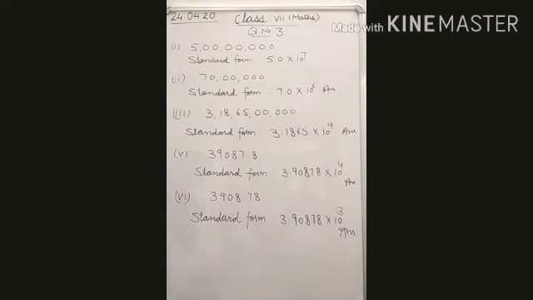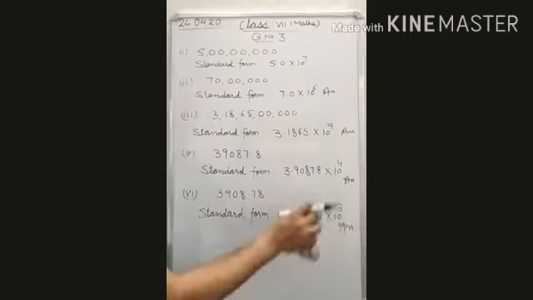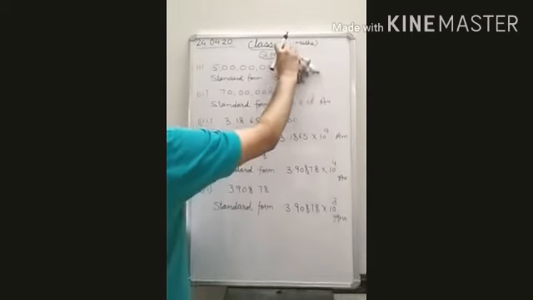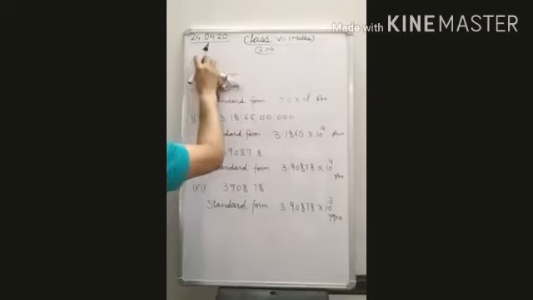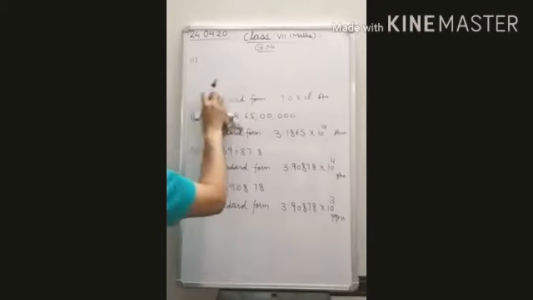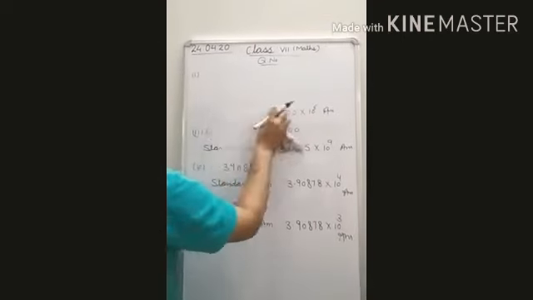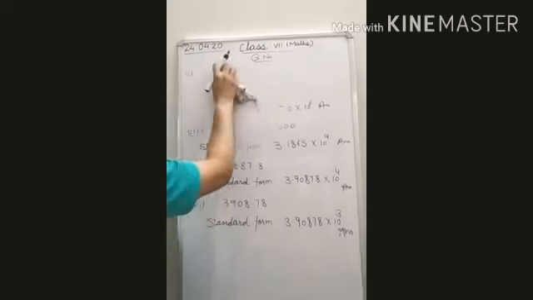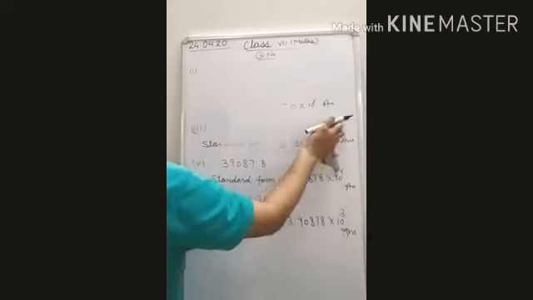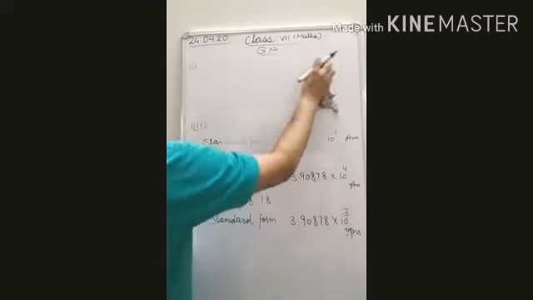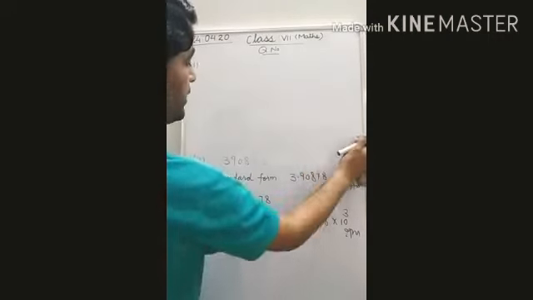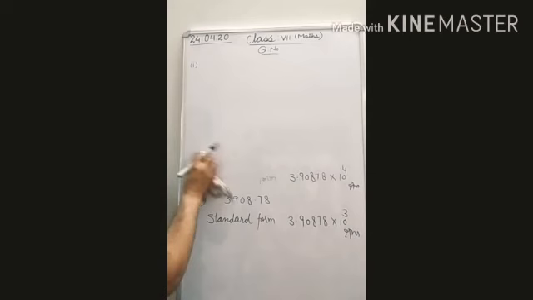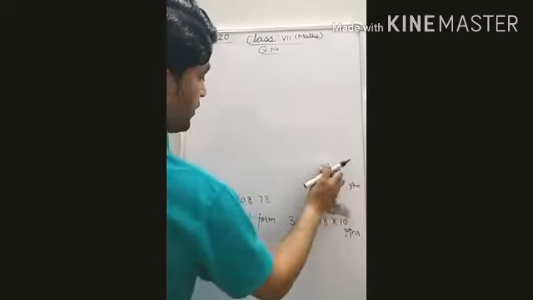So this is question number 3. Now move to question number 4. First of all, read the statement of question number 4. What you have given in this question? In the first part, we have given the distance between the Earth and Moon. This distance is given, and we have to express this distance in standard form. So let us start this part.